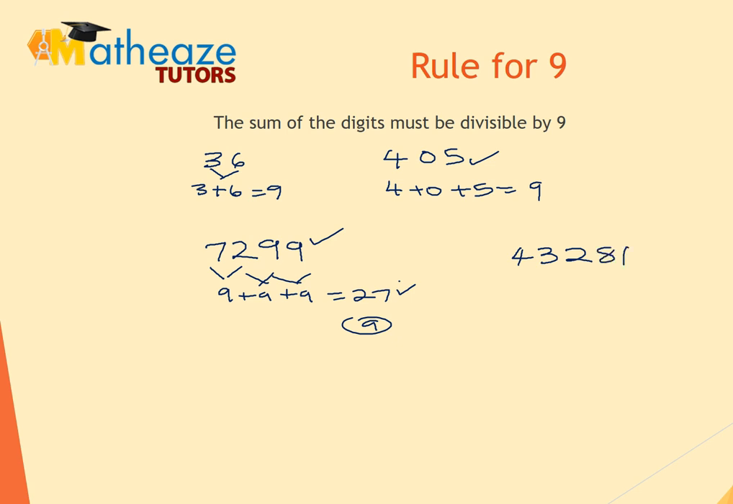43,281. Let's try this. 4 plus 3, 7 plus 2 plus 8 plus 1. This is 9 plus 9, which is 18, which is divisible by 9. So this is divisible by 9 as well.